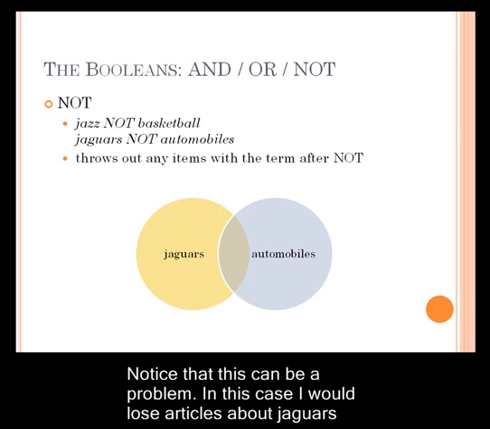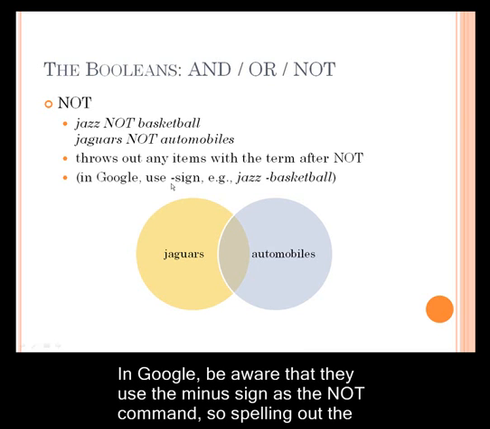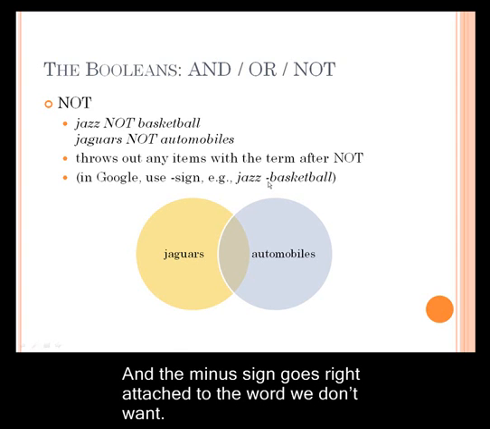Notice that this can be a problem. In this case, I would lose articles about Jaguars being killed by automobiles, which I might have wanted, so be sure to use it carefully. In Google, be aware that they use the minus sign as the not command, so spelling out the word not doesn't work. So if we wanted to go back to our jazz example, I could ask for jazz minus basketball, and the minus sign goes right attached to the word we don't want.